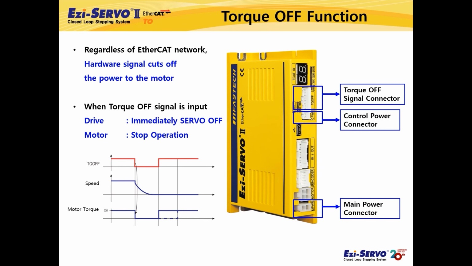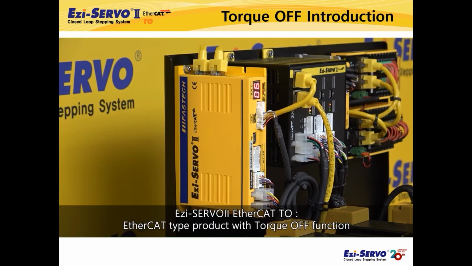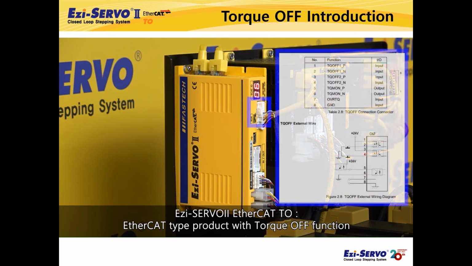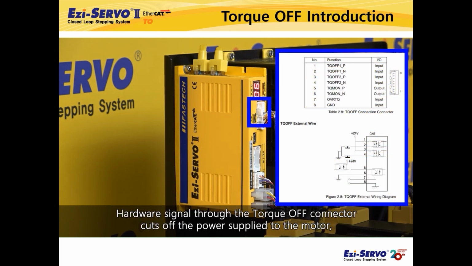By connecting an external switch or sensor to this TQ-off input terminal, it is possible to stop the motor in an emergency and protect the user. Let's see how this torque-off function actually works with a video. The product you see in the video is the Ezi-SERVO II EtherCAT TO product. A torque-off signal can be input via the torque-off connector. The wiring diagram is shown on the right.